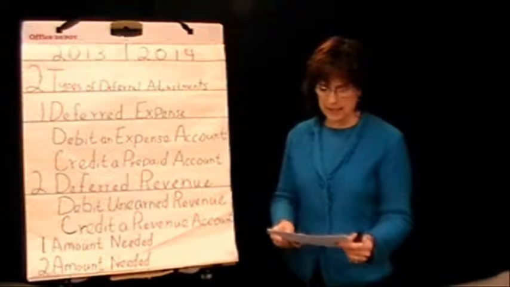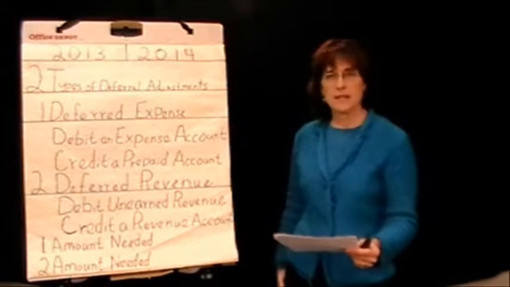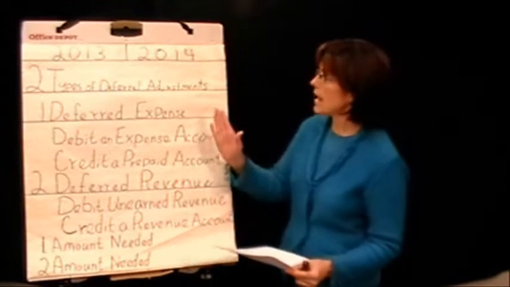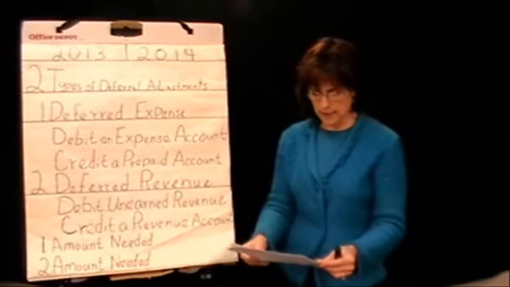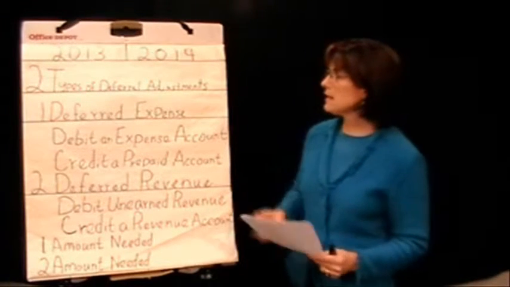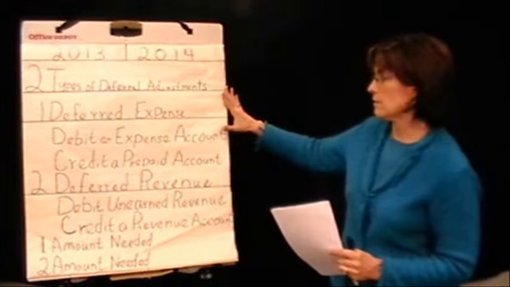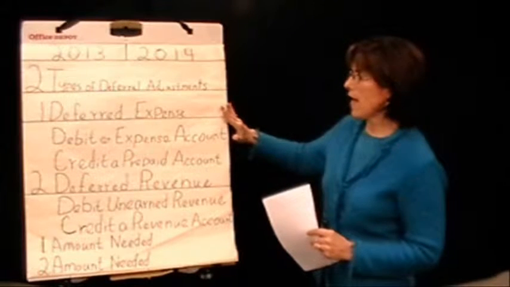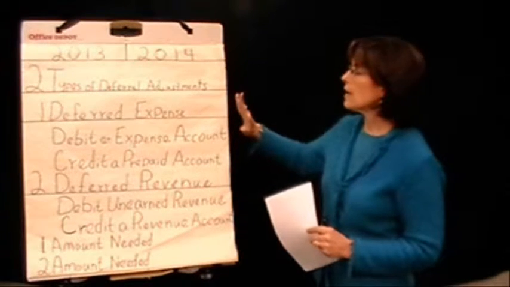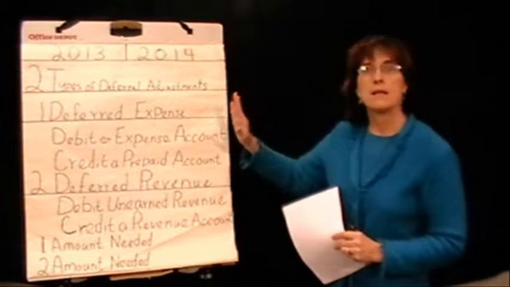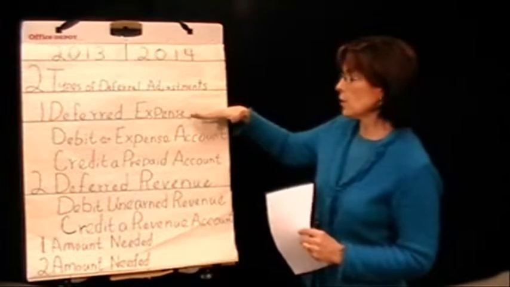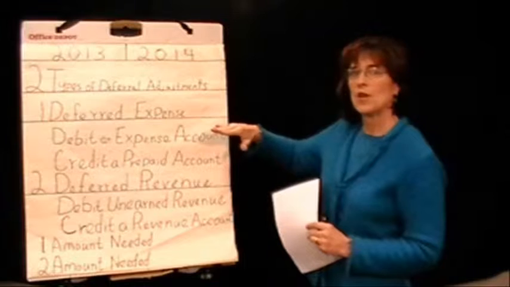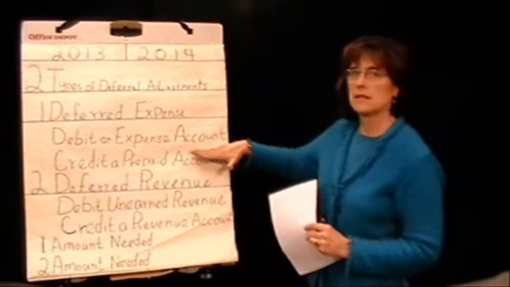Both of these types of accounts need to be adjusted at the end of the accounting period due to a very basic accounting concept called the matching concept. Have we matched it with the year that it belongs in? There are basically two types of deferral adjustments. We have deferred expenses, which are expenses that we've paid for in advance. When we come to the end of the period, because we recorded it in advance, it's sitting out there in an asset account. Do we need to record some of that as an expense in this period?